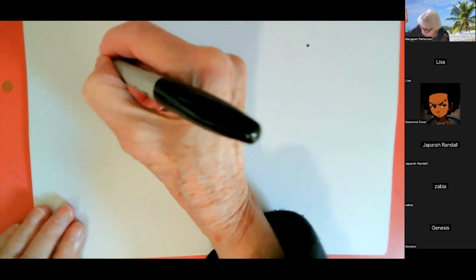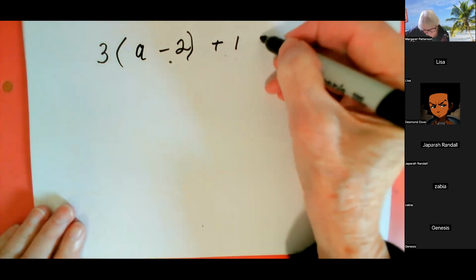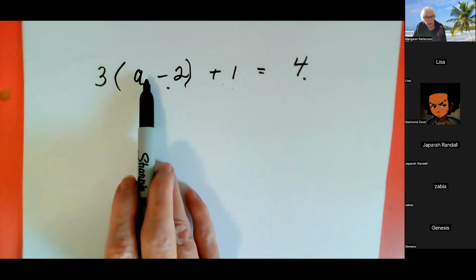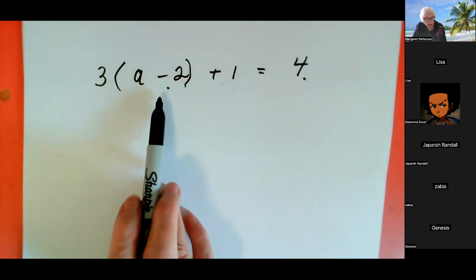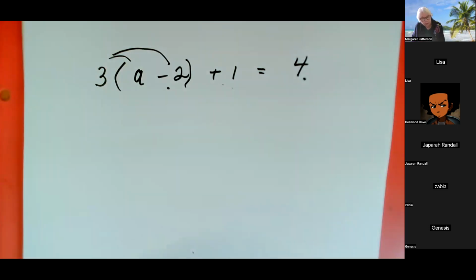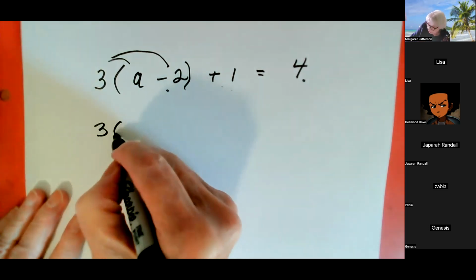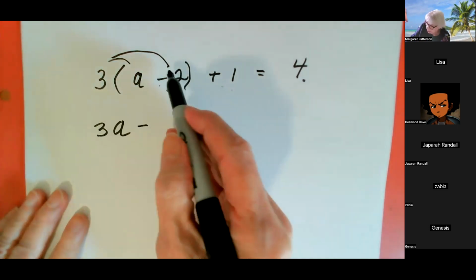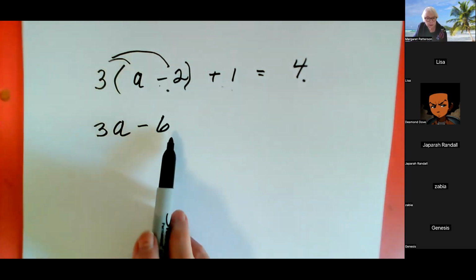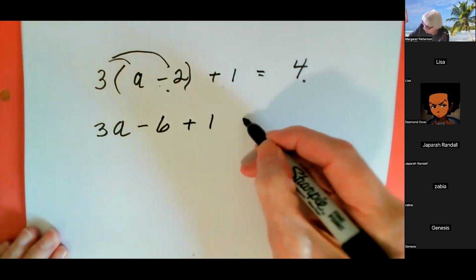All right, I'm going to do a parentheses one again. Notice the A is only on the left side, so that's different than the other two, but what we have is this. And so we'll deal with that. This would be 3 times A is 3A minus 3 times 2 is 6, or 3 times -2 is -6, however you like it. I'm going to put my +1. And that equals 4.